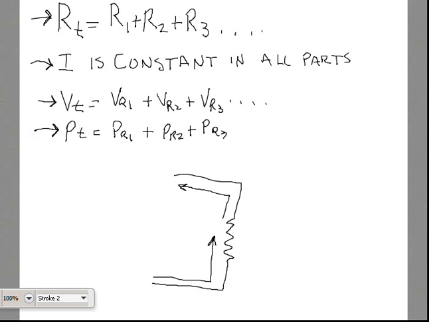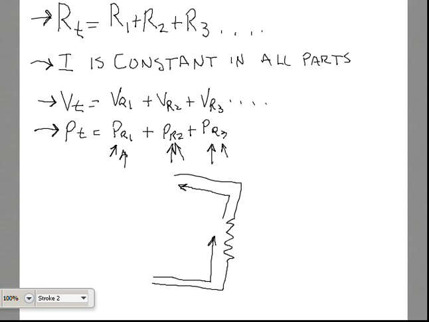Finally, the power dissipated by the circuit is going to equal the sum of the power dissipated by each individual resistor. Since we've got different voltage levels being dropped at each resistor, and we have the same current, we're going to have different power levels being dissipated by each resistor. So the total power dissipated by the whole circuit is equal to the sum of the individual power dissipations. Those are our four basic characteristics of a series circuit.